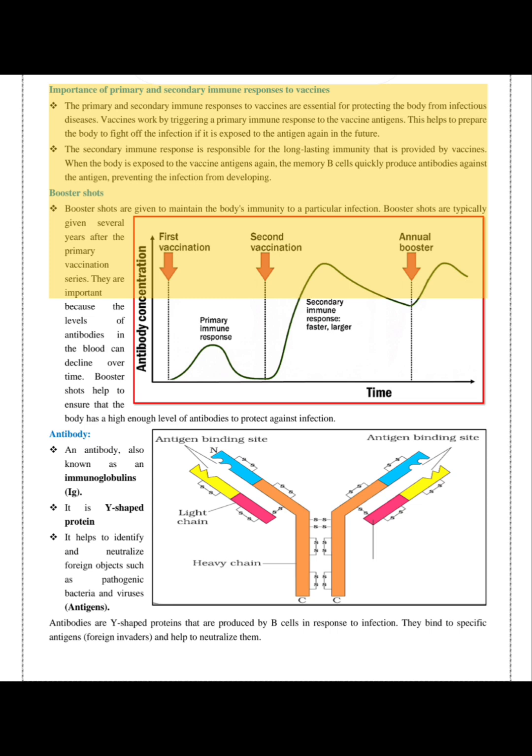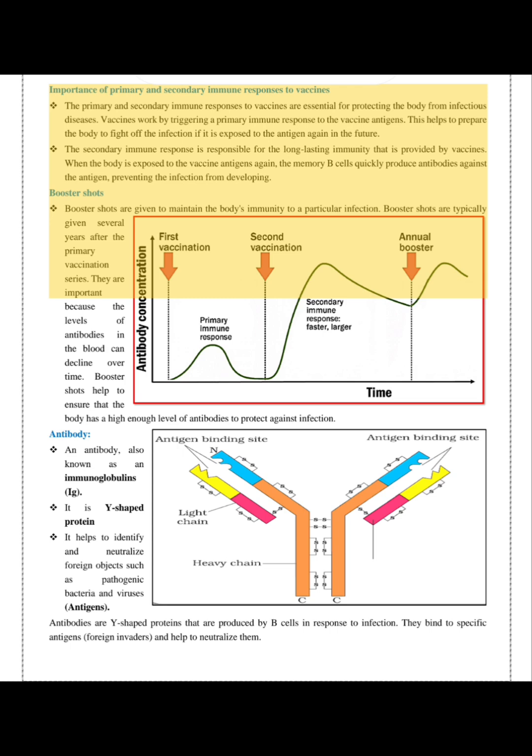This helps to prepare the body to fight off the infection if it is exposed to the antigen again in the future. The secondary immune response is responsible for the long-lasting immunity that is provided by vaccines. When the body is exposed to the vaccine antigens again, the memory B cells quickly produce antibodies against the antigen, preventing the infection from developing.